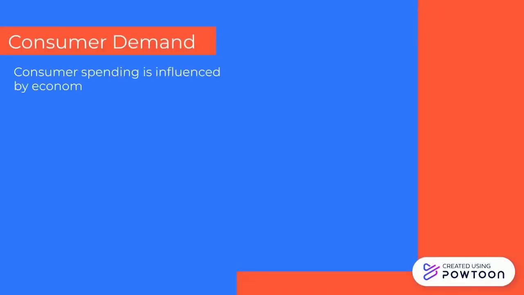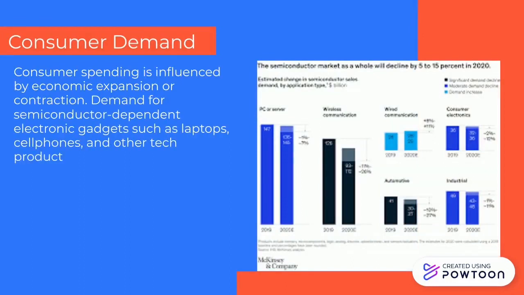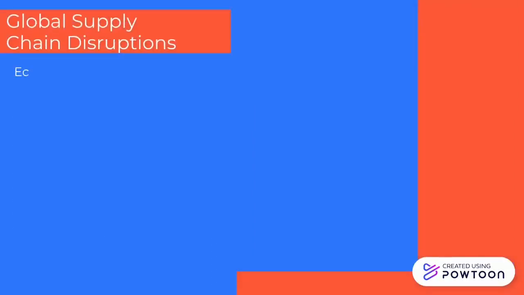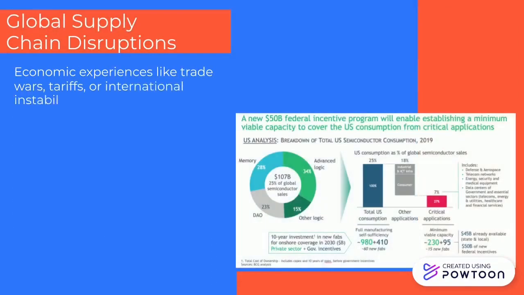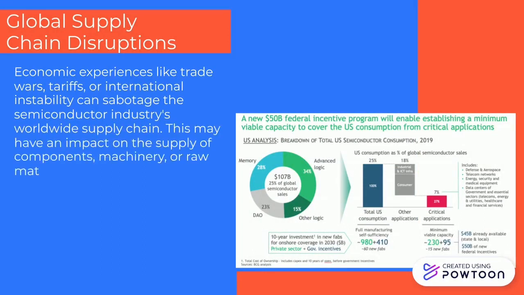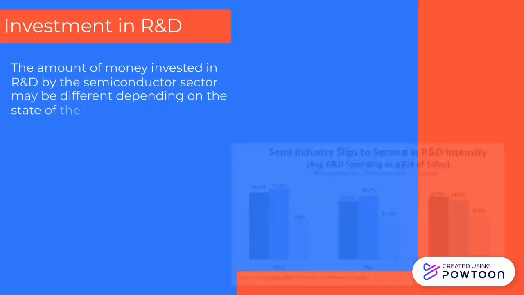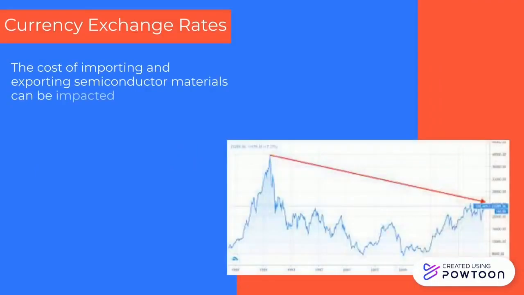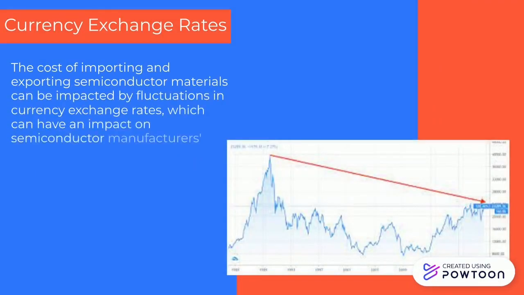Consumer demand is influenced by economic expansion or contraction. Demand for semiconductors depends on electronic gadgets. Global supply chain restrictions: economic events like trade wars, tariffs, or international instability can sabotage the semiconductor industry's worldwide supply chain. Investment in R&D: the amount of money invested in R&D by the semiconductor sector may differ depending on the state of the economy. Next is currency exchange rate. The cost of importing and exporting semiconductor materials can be impacted by fluctuations in currency exchange rates.